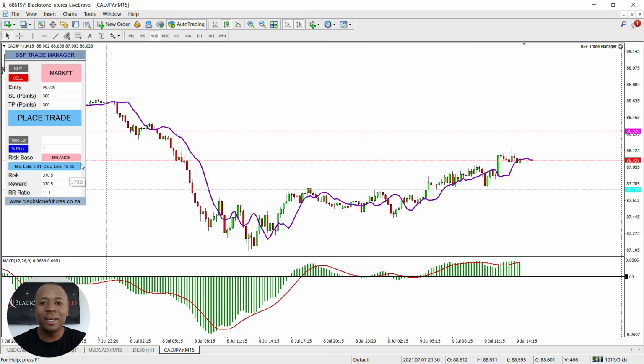Then it automatically calculates what lot size I'll need to use so that I can make 370 Rand with 300 points. So then I can click on place trade, and I can see my take profit will be here at 87.72 and my stop loss will be automatic here at 88.33.